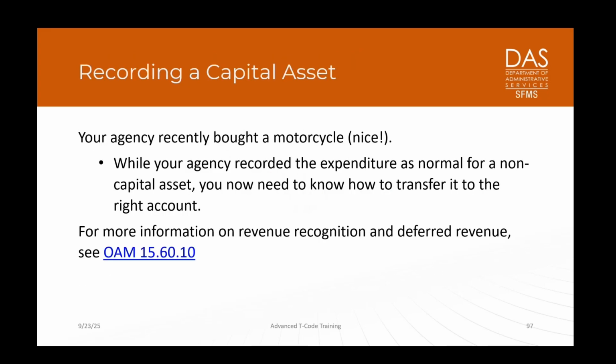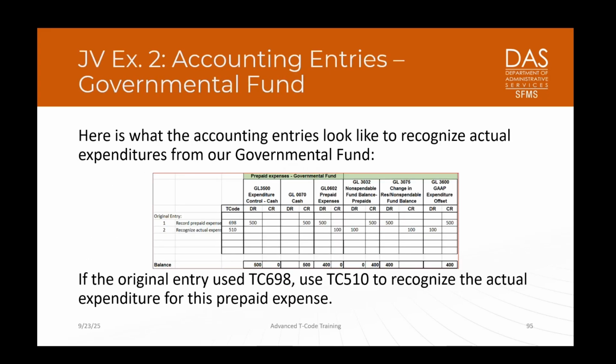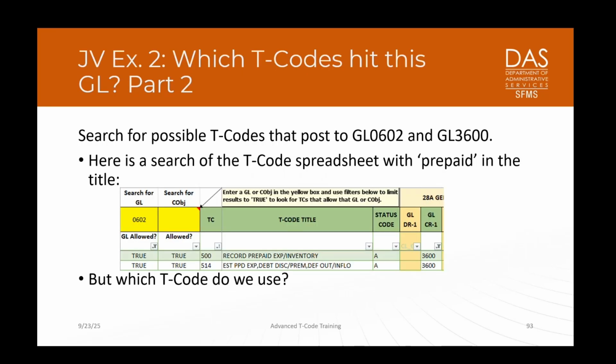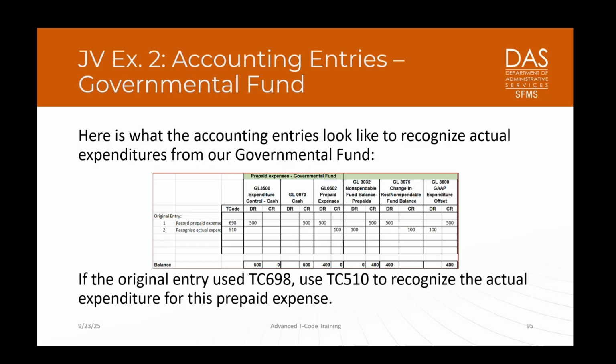And the other scenario is using T code 510. I want to go back, because these two slides need to be switched. We will update this when we post it on our website. But in this slide, we landed on two T codes, 500 and 514. So I'm not sure why 510 was identified here.